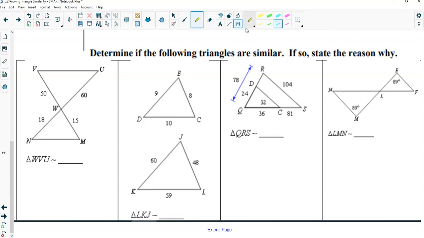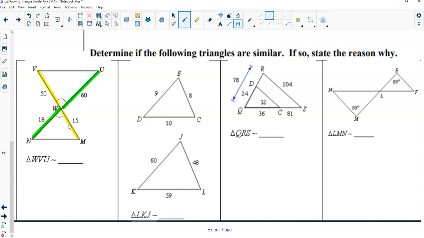Well, the first thing I want to do is always identify what are my corresponding sides. So I know that this side right here corresponds to this side right over here in this triangle. Then you have this side, WN, corresponds to WU right over here. What else do I know? Well, I know that these two angles are vertical angles, so they are congruent by default. So I just need to find if these two sides are proportional.